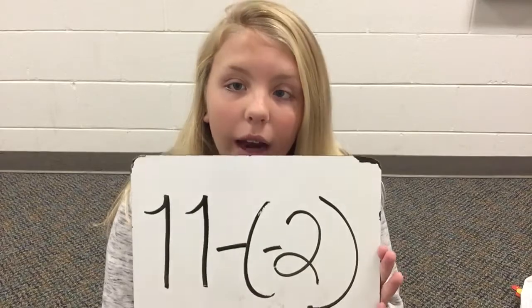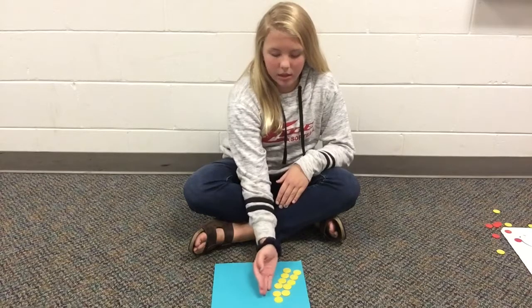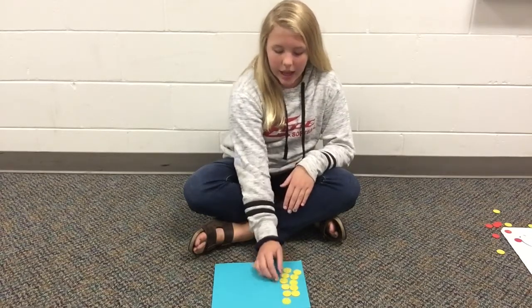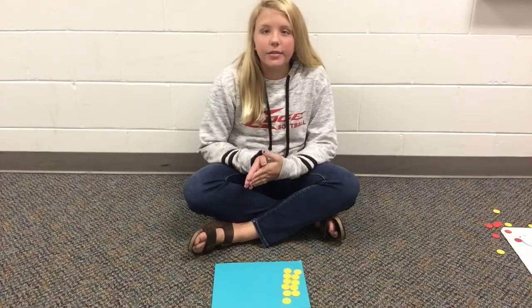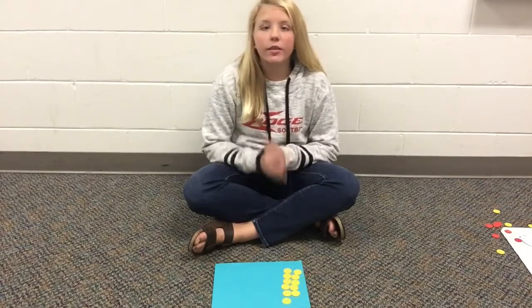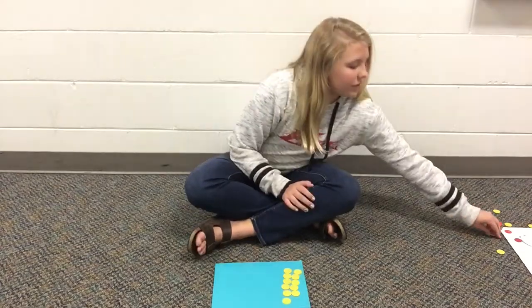Next problem we are going to work on is subtraction with integer chips. So this is an example problem. We are going to subtract -2 from 11. So I put out 11 positive yellow chips, and we need to figure out how to put on negatives without changing the value of these positives.